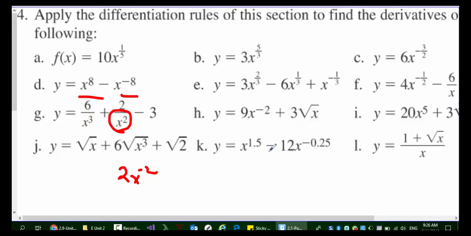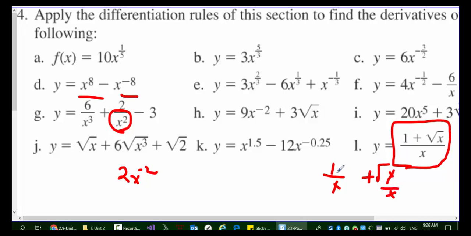The decimals are fine. I'm simply going to be subtracting 1 from each of them, so that won't be an issue. The only sort of slightly new thing is this one, but again, based on what we just saw, split this into two fractions, 1 over x plus root x over x. Simplify each of them, rewrite this one as x to the negative 1, simplify this, it'll be x to the negative 1/2, I guess, and then you can work with those at that point.